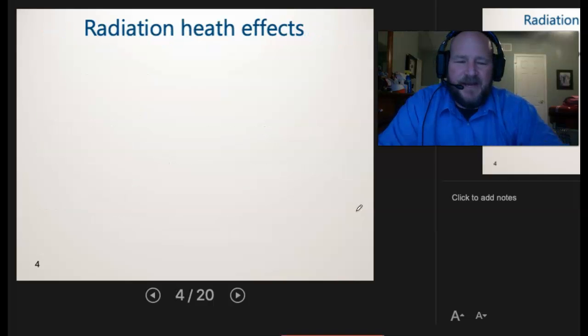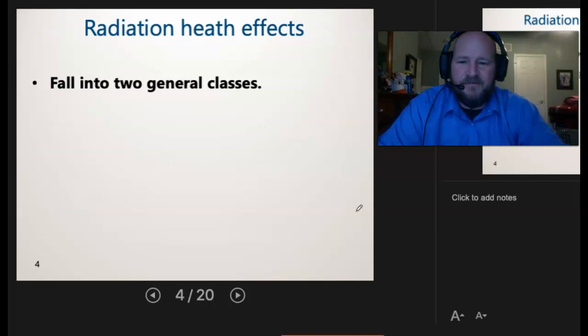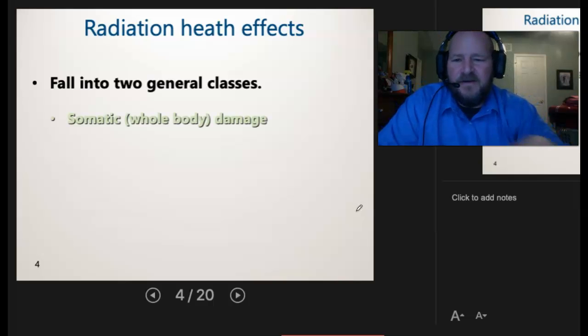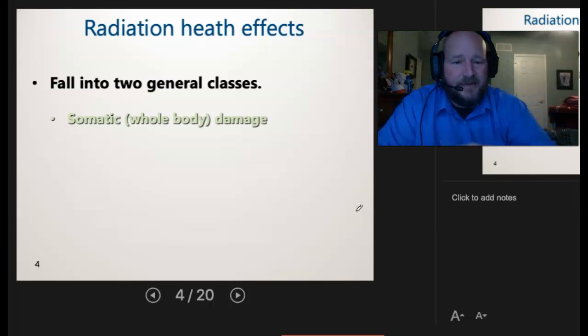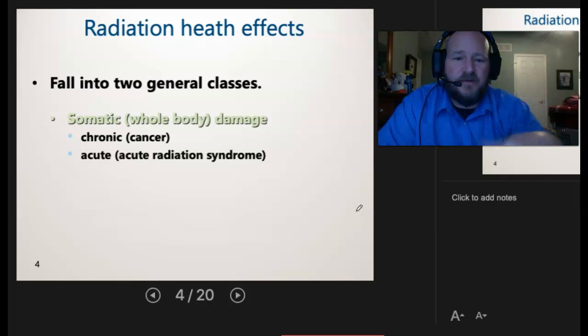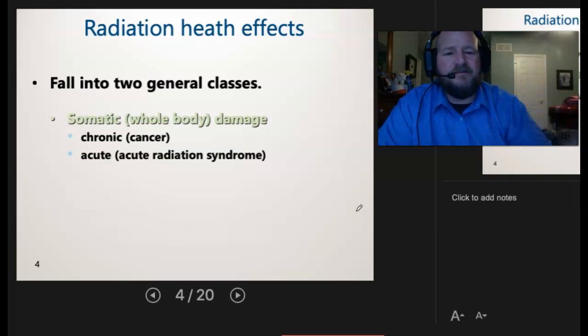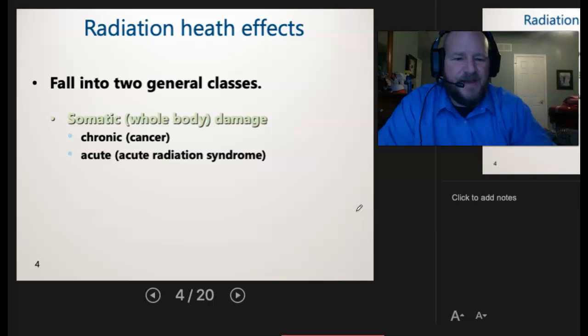All right, so what's the impact then? What are some of the health effects? First, we have two types of health effects. We have somatic, which is whole body damage. This includes things that are chronic, like cancer, or acute, and we're going to talk about acute radiation syndrome. This is the person getting sick from the radiation, somatic.